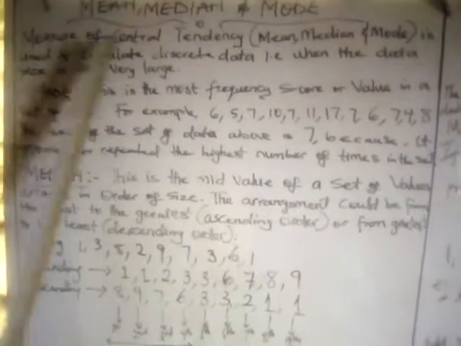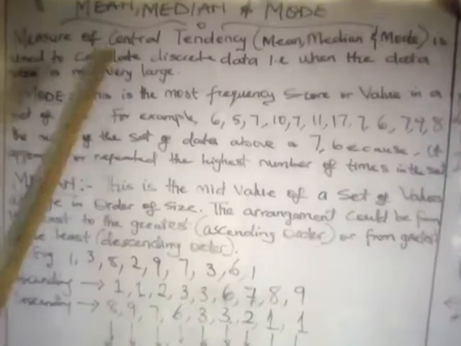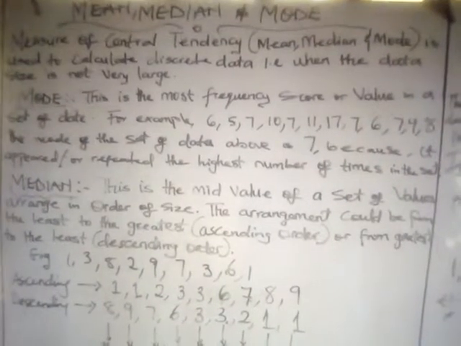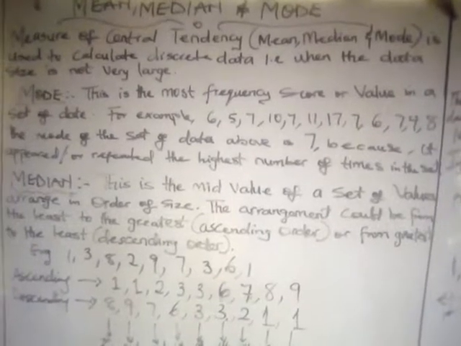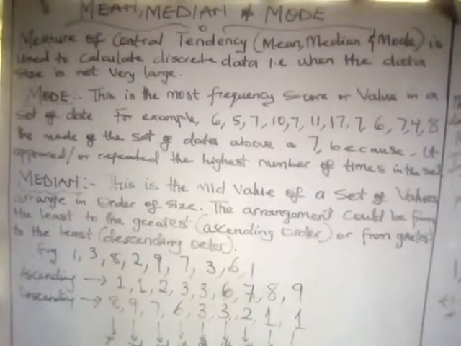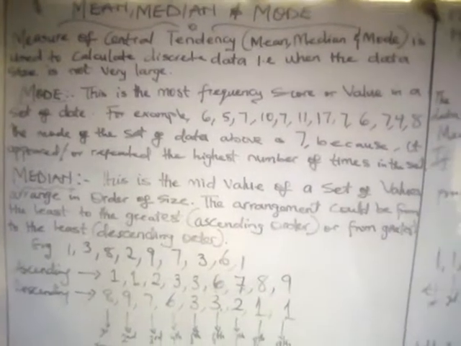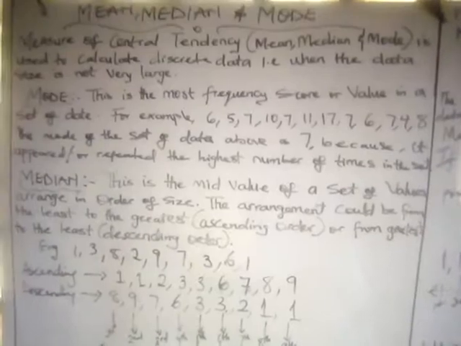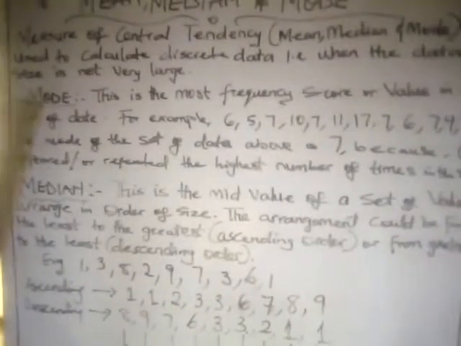So the measure of central tendency, the mean, median, mode, is used to calculate discrete data. That is when the data size is not very large. We have different types of data; some are very large, some are small. In our last topic, we talked about representing data with pictures, with graphs, and with bars. Those are most of the time used to represent not very large data. So let's talk about mode.